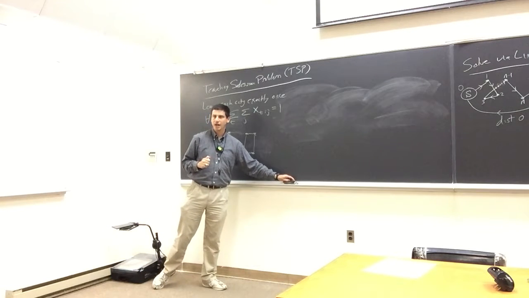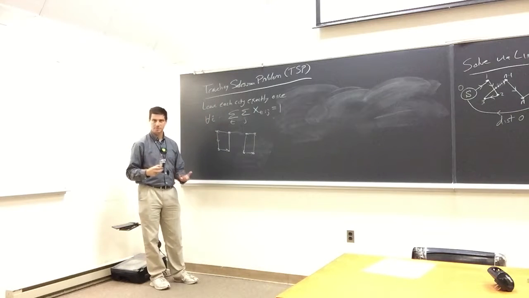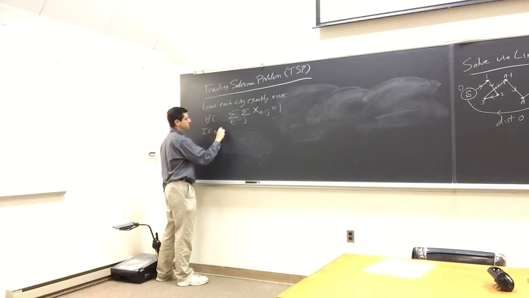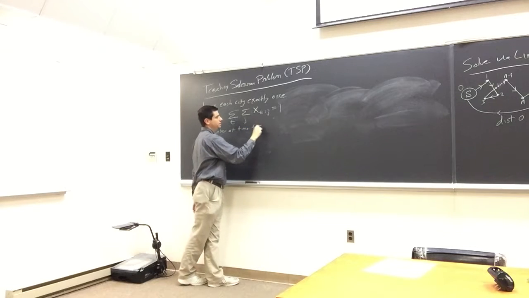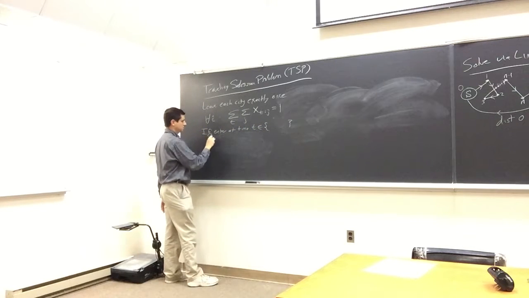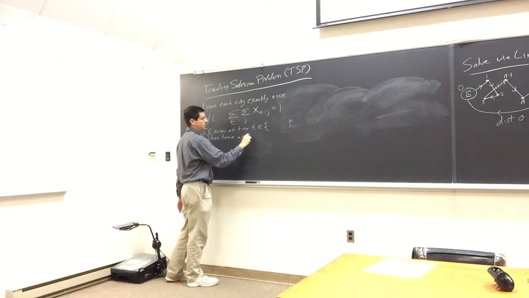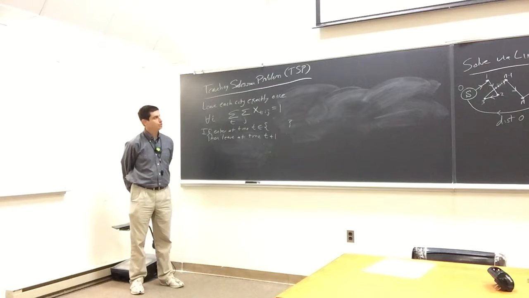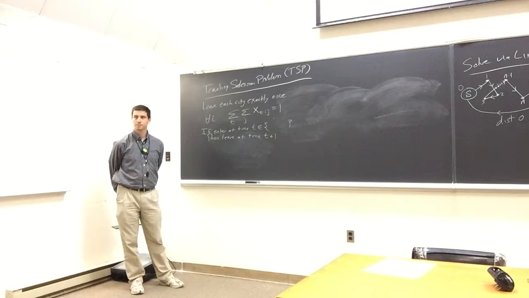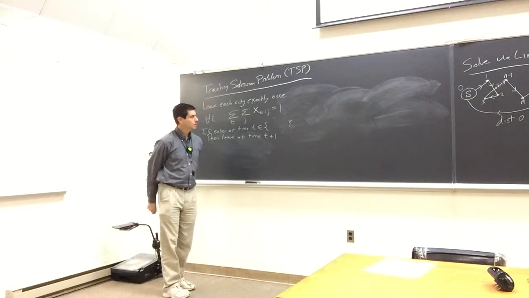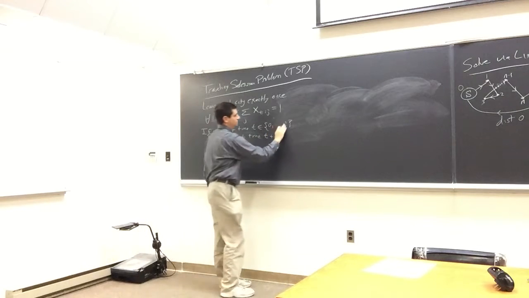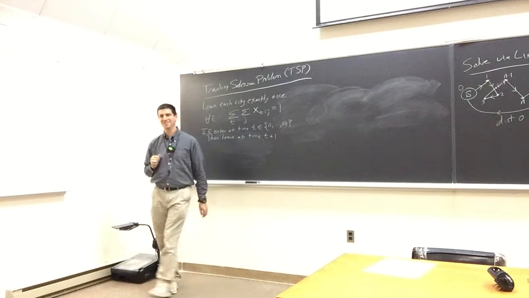So now we need to add the constraint that if you've entered a city at time t, then you leave it at time t plus 1. So if enter at time t, then leave at time t plus 1. So what should be the range of t? 0 to n minus 1. Why don't we go all the way up to n?